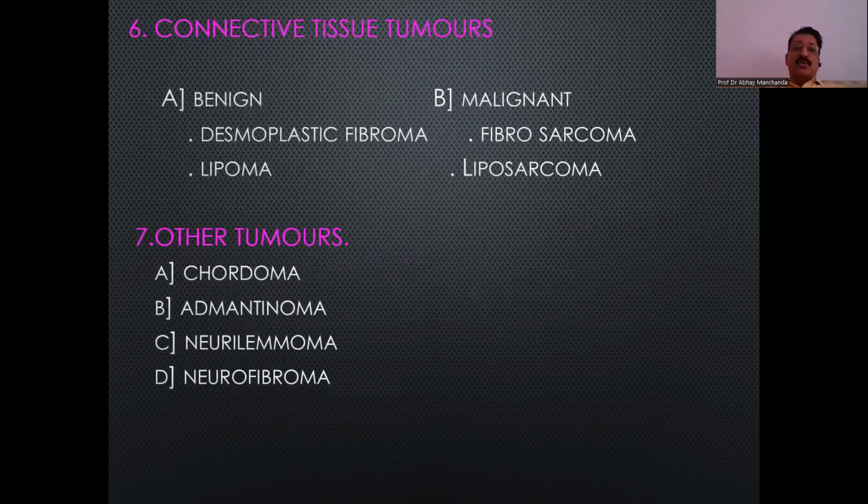Sixth variety of tumors, when we classify, can be connective tissue tumors. They can be benign, mostly desmoplastic fibroma, or could be lipoma. In malignant variety, they can be fibrosarcoma or liposarcoma. Other tumors can be A. chordoma, B. adamantinoma, C. neurilemoma, and D. neurofibroma.